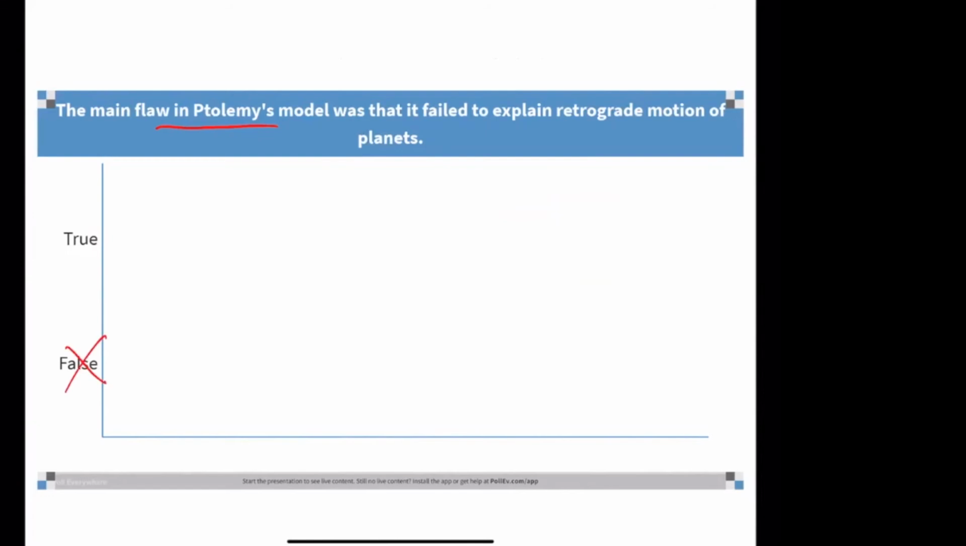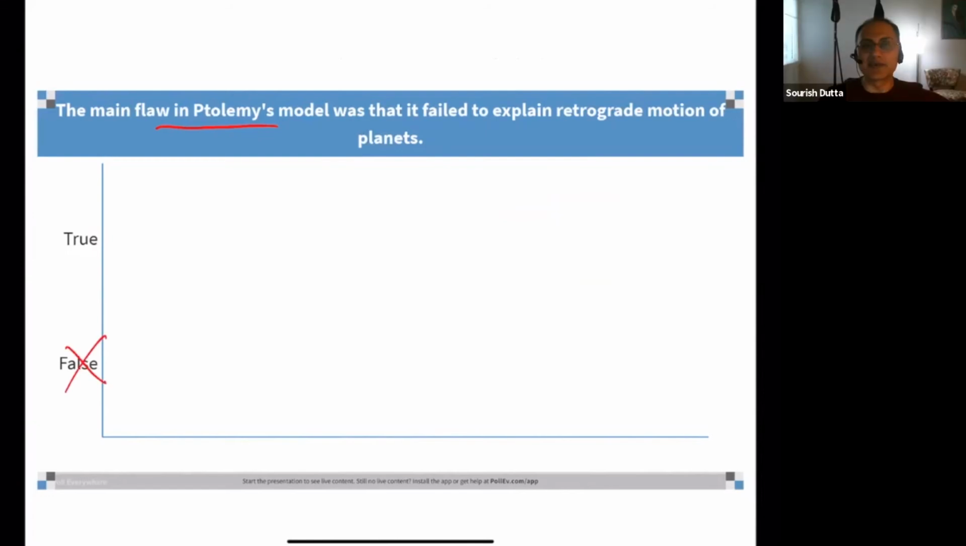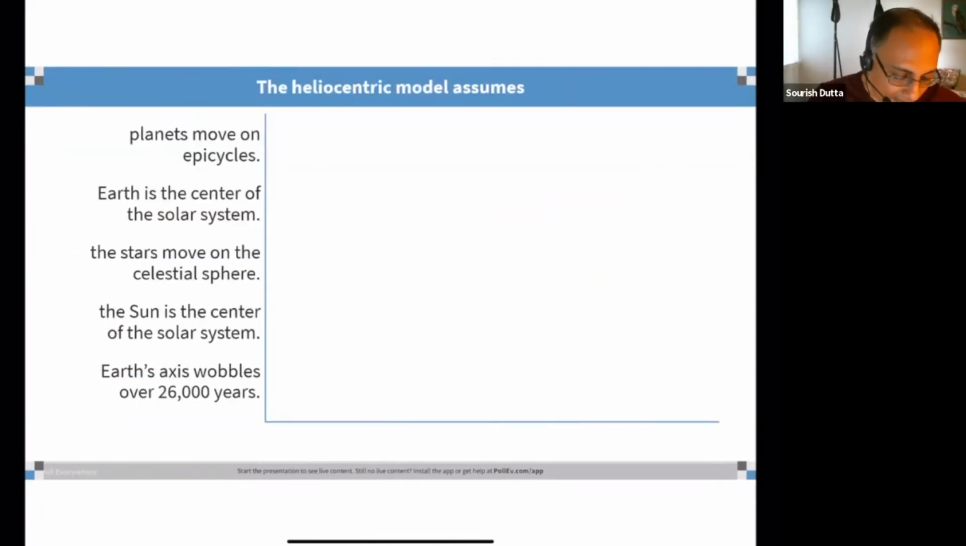Ptolemy's model was able to explain the retrograde motion, though as we know, it was a horrible explanation and wrong ultimately. The heliocentric model assumes, what do you think is the answer here?